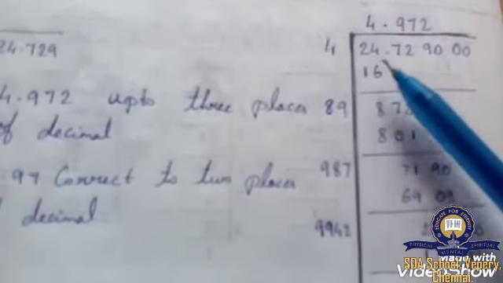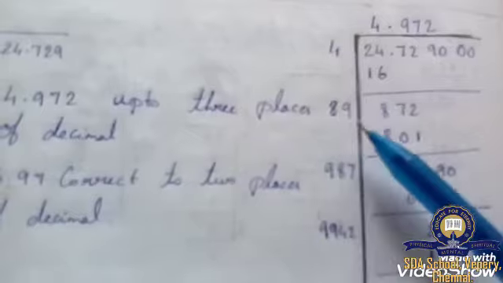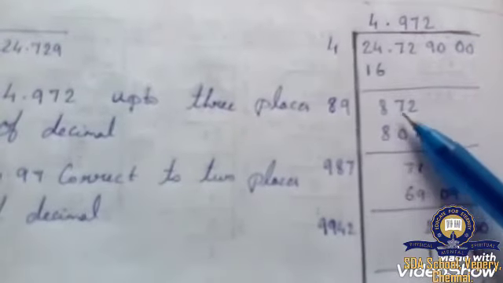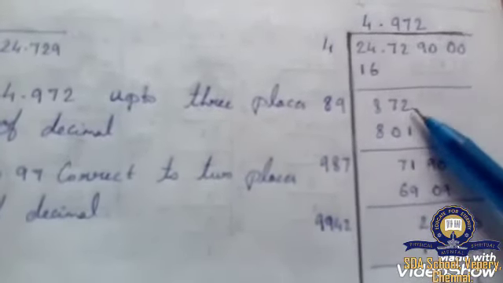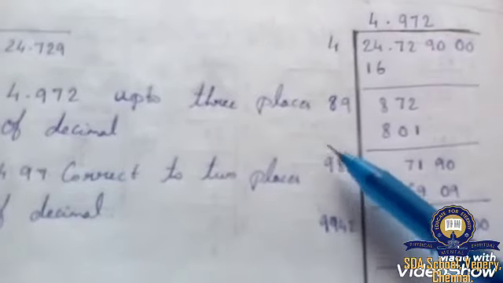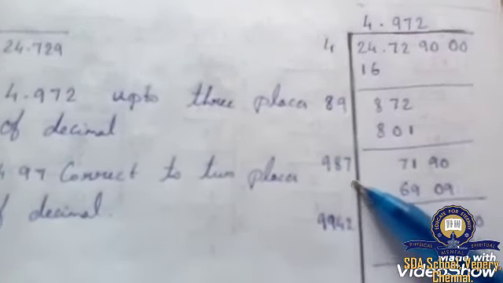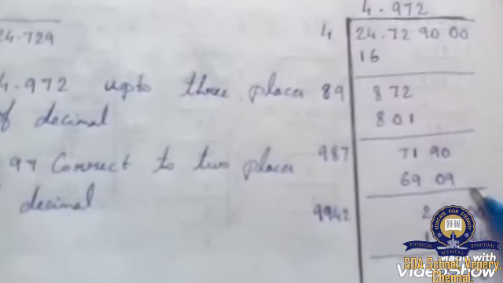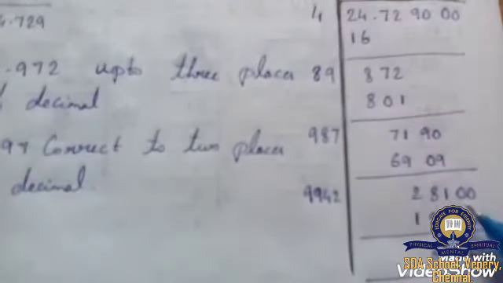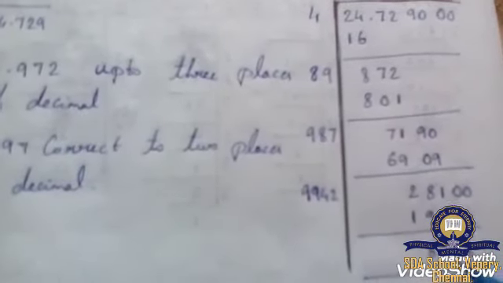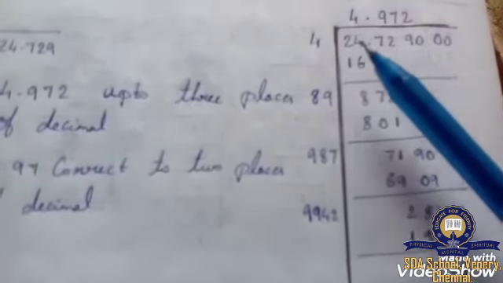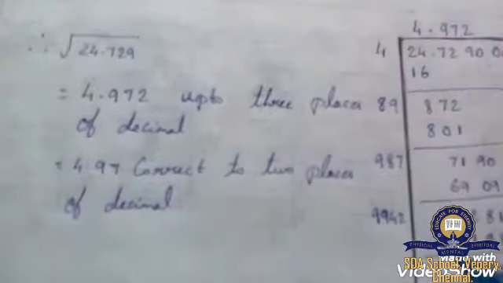24.72900. So let's take 4 into 4 is 16. When we subtract we get 8. When we double the 4 we get 8, so 89 into 9 is 801. Let's bring down the third pair. We get 9, so 98, 7 into 7 is 69.00. When we subtract this we get 28100. When we multiply we get 19884. So the remainder is 8216.